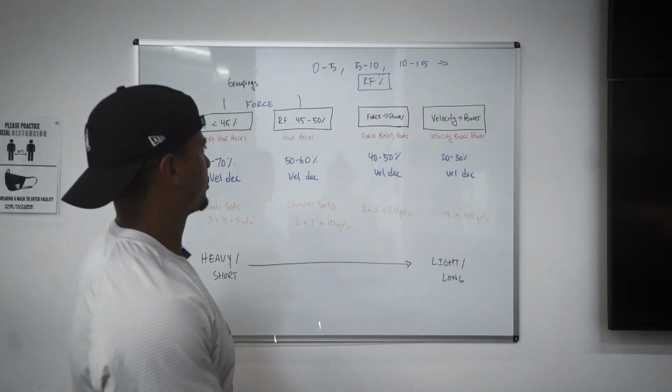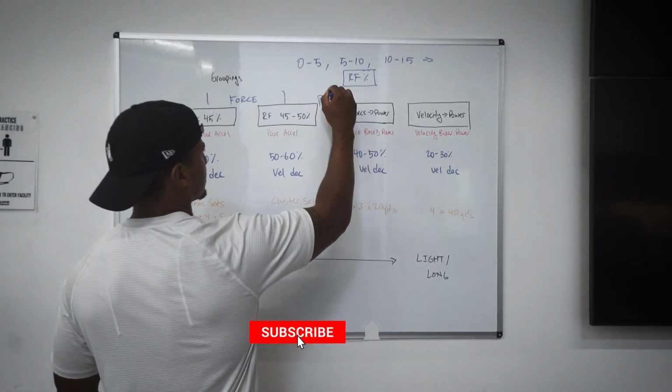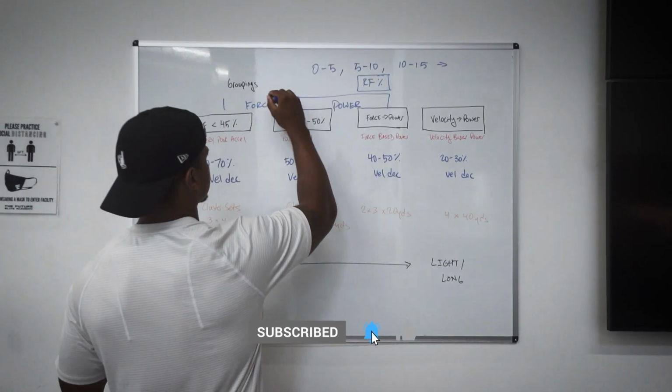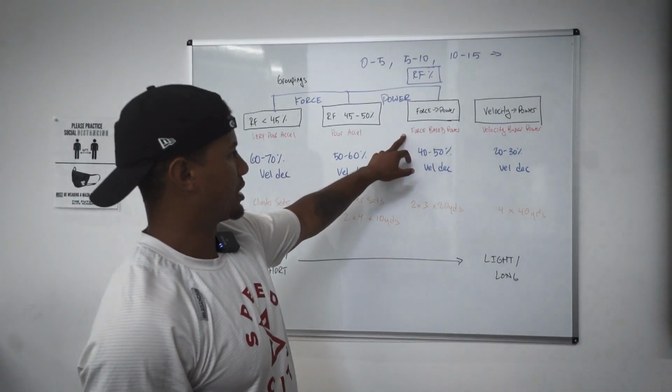Okay, the next group, now we're looking at power. So these two would be power in here. Okay, these two are force in here. So this athlete needs force-based power to improve.